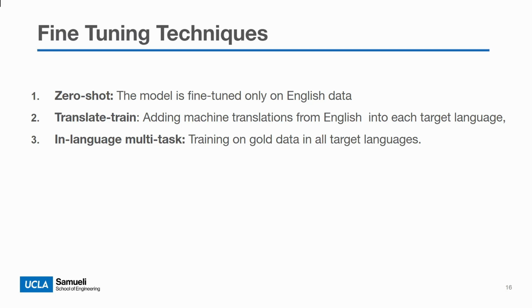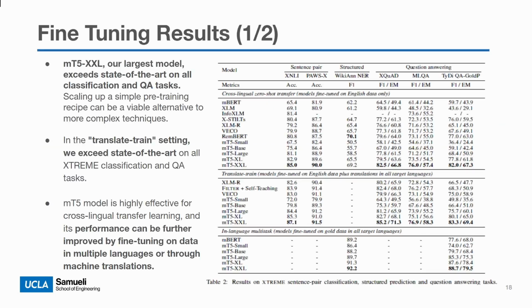Now, moving over to the results of our experiments, we compare with the existing state-of-the-art models, and what we observe is the MT5 double XL, our largest model, is exceeding the state-of-the-art on all the classification and question-answer tasks. Hence, we can say that scaling up a simple pre-training recipe could be a viable alternative to more complex techniques.